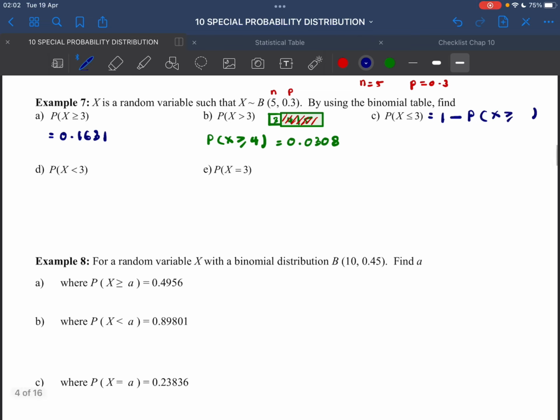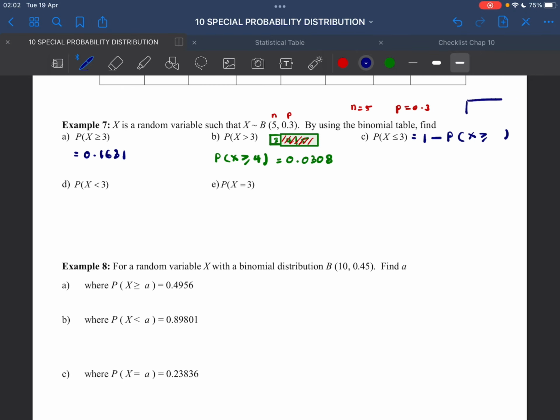If I draw a table here, a box here, we have less than or equal to 3. That will be, let's just put 2, 3, 4. So less than or equal to 3 is 2, 3, 1, 2, 3 and going backwards. So the whole probability is 1. So we subtract what we don't want, greater than or equal to 4. Easy. Or you can just think that this one has an equal, and then you just take the next number before that. So here we have 1 minus Px greater than or equal to 4.